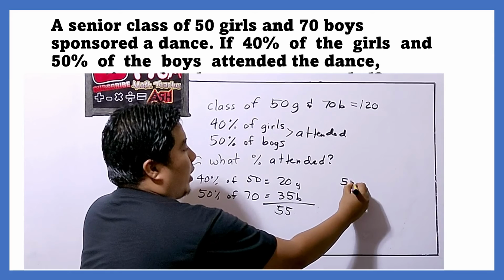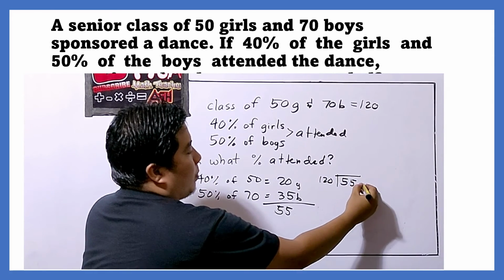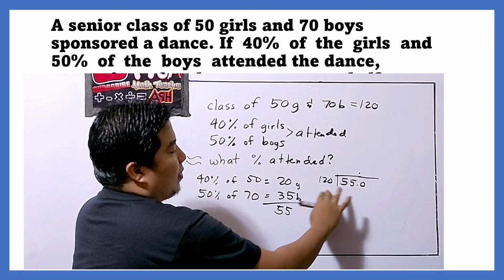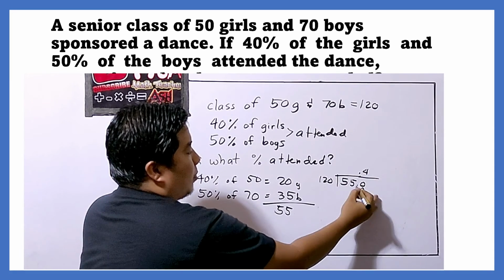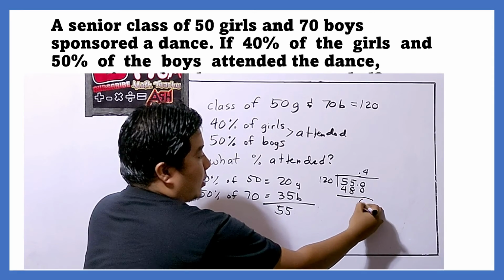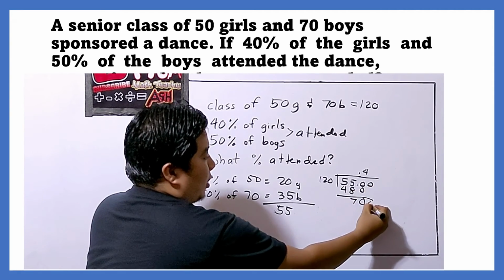So, what we can do is divide 55 by 120. So, we will be adding decimal places. So, we put a decimal here. So, 550 divided by 12, that could be 4. 4 times 2 is 8. Then we subtract, so that will give us 7. Then we add another 0.